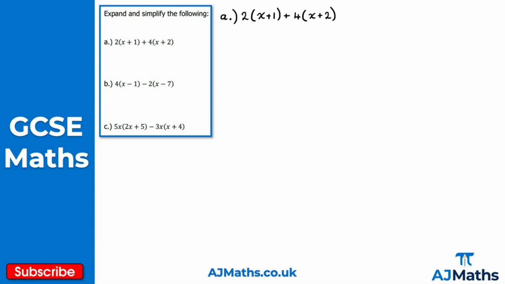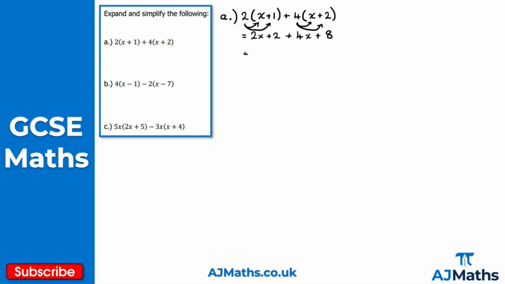So we start with this 2 bracket x plus 1 here. So 2 times x, that would give us 2x. 2 times positive 1 here, that would give us plus 2. That's the first bracket expanded. Start with this bracket here now. So 4 times x, that would give us plus 4x. And then 4 times positive 2, that would give us positive 8 there, so plus 8.